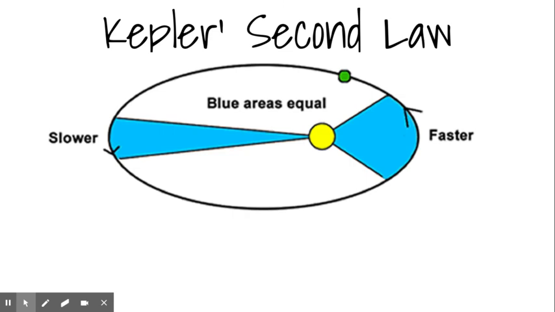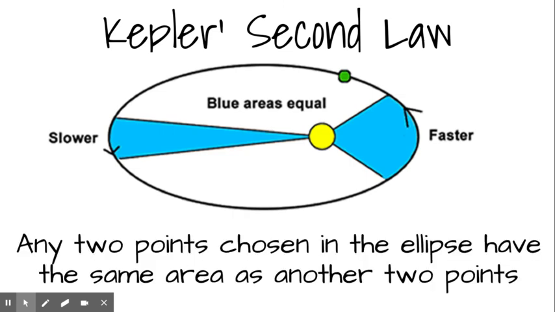Kepler's second law states any 2 points chosen in the ellipse have the same area as another 2 points. This can get a little bit confusing. When they're saying area, they're saying mathematical area, kind of like how you try to find the area of a rectangle or a triangle. You're finding the area of an ellipse. So this point and this point, the blue is their area. That value is the same as this point and this point's area.